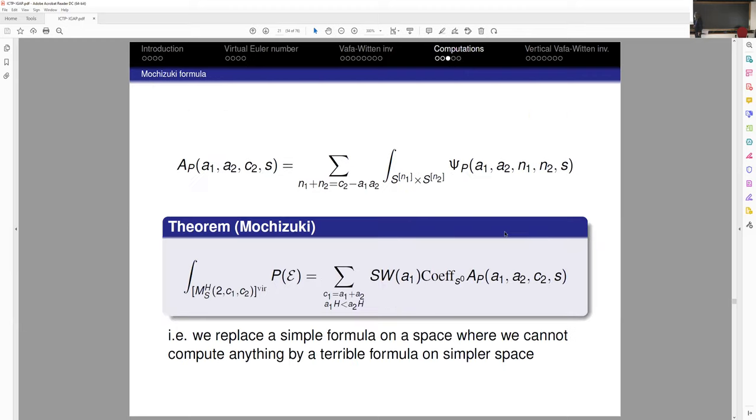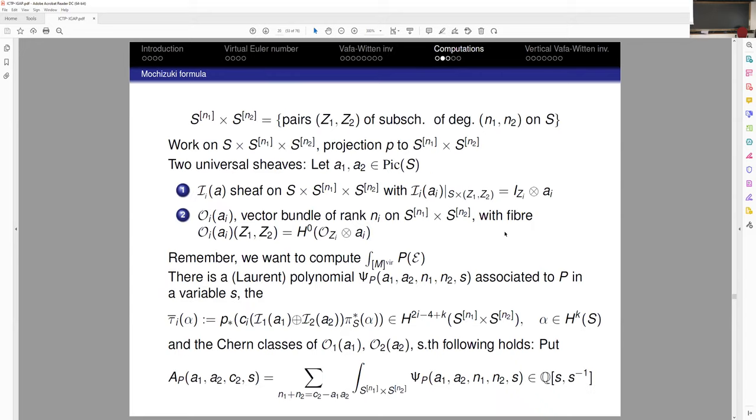Now, this is a bit fast, but it's not so important besides this. So we have written down this. Now we can first do the following. We integrate this thing over this product of Hilbert schemes. So as it was before, a Laurent polynomial whose coefficients are cohomology classes, we will get just a Laurent polynomial in S. We call it like this.